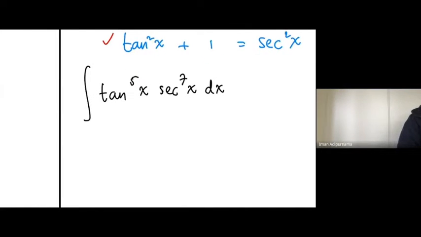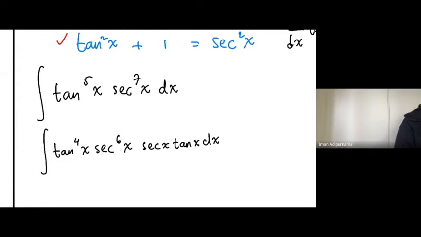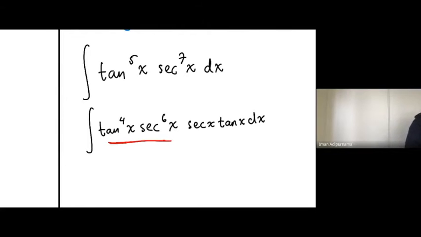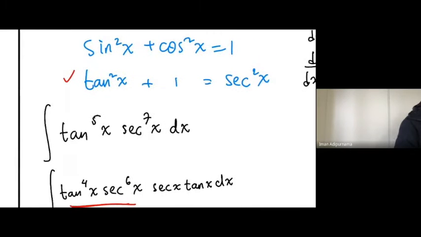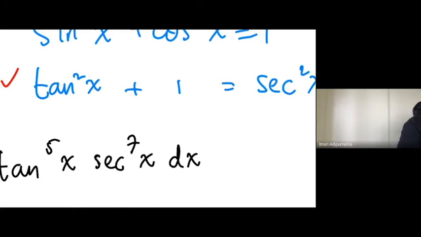So let's just try and write this as tangent 4, and then it becomes secant 6. And then the other part is secant x, tangent x, dx. Okay. Now you have the even tangent 4 and secant 6, we can interchange tangent squared or secant squared with the identity. Either tangent squared becomes secant squared or secant squared becomes tangent squared.